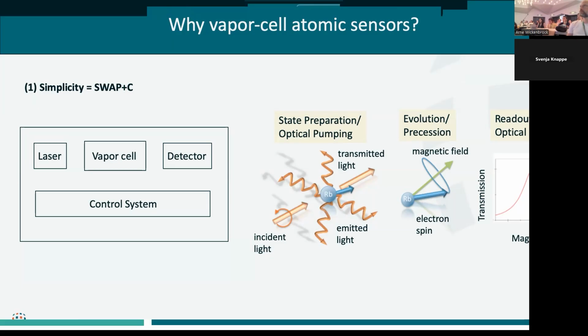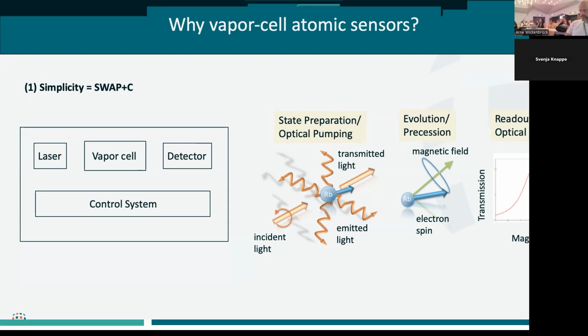But for vapor cell-based systems, especially for alkali systems, you can get low power lasers that are really small. You can make control systems that are small. You can miniaturize your system very well. And so simplicity often relates to low SWaP plus C. So low size, weight, power, and costs.